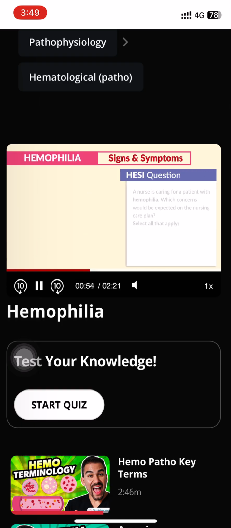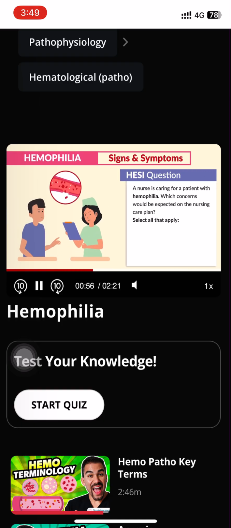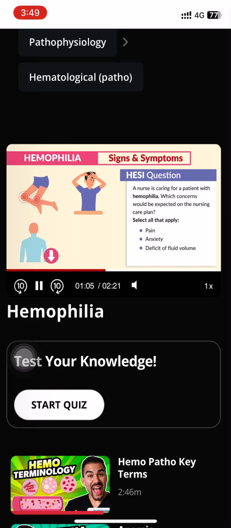So HESI mentions, a nurse is caring for a patient with hemophilia. Which concerns would be expected on the nursing care plan? Select all that apply. Pain, anxiety, deficit of fluid volume, and ineffective tissue perfusion. Yes, think about the low clotting factors here for hemophilia.